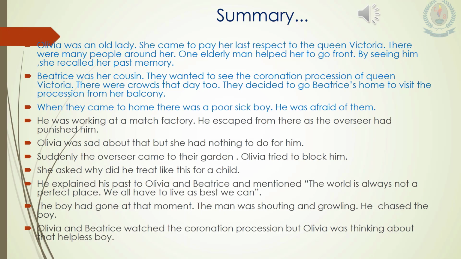Summary of the story. Olivia was an old lady. She came to pay her last respect to Queen Victoria. There were many people around her. One elderly man helped her to go to the front. By seeing him, she recalled her past memory like this.